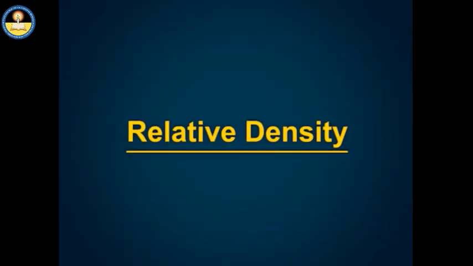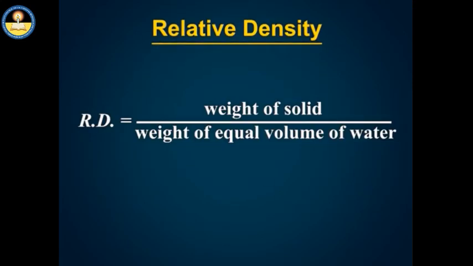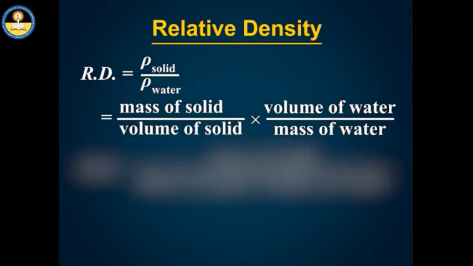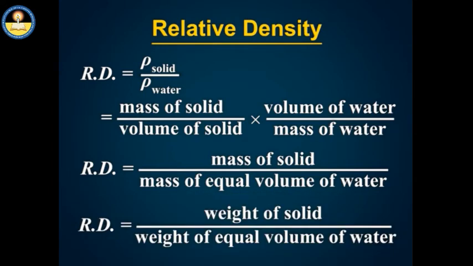Relative density can also be defined as the ratio of the weight of the solid and the weight of the equal volume of water. Since the relative density of a solid is the ratio of the density of the solid and that of water, for the same volume of water, it becomes the ratio of the mass of the solid and the mass of water. Since the weight of a substance at a given place is proportional to its mass, therefore, relative density can be defined as the ratio of the weight of the solid and the weight of the equal volume of water.